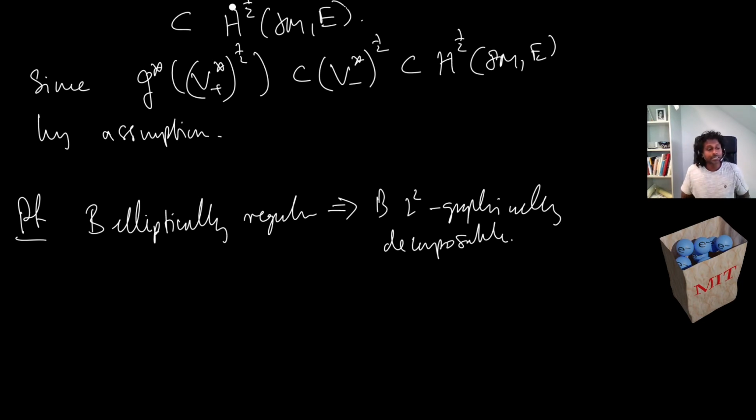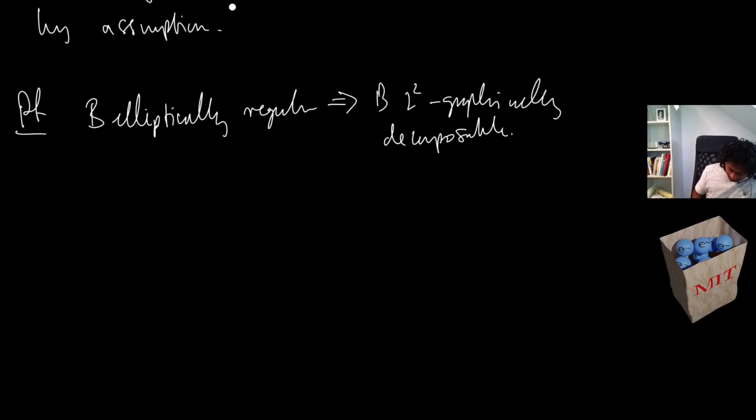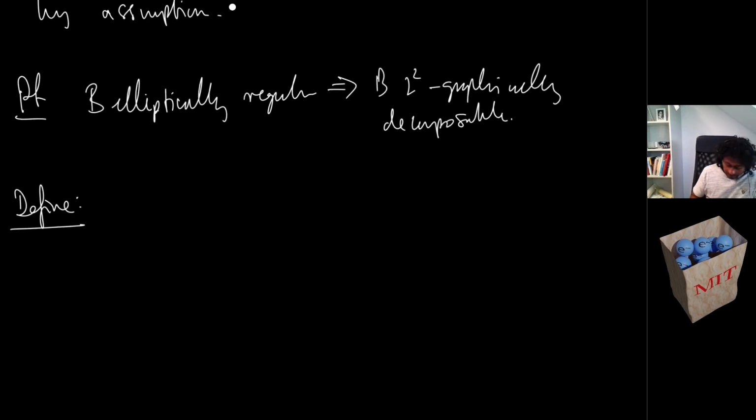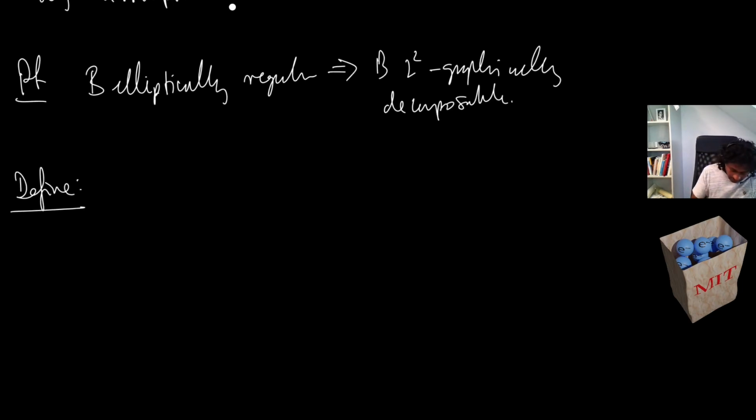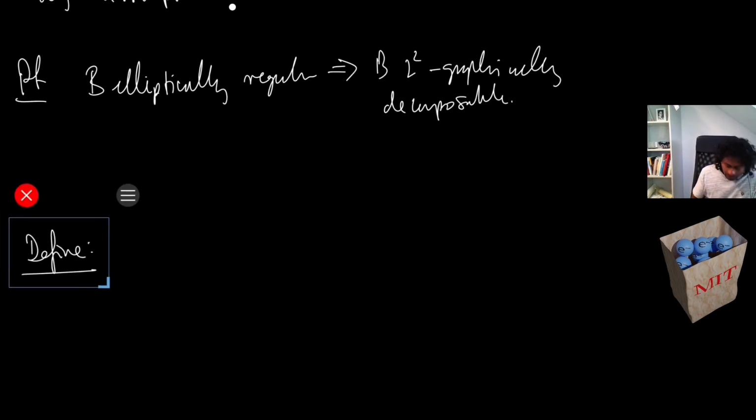The point is that we need subspaces now, right? We have to construct the subspaces, the V plus minuses, the W plus minuses, etc. So let's do that. Now we have to define the following subspaces. B elliptically regular means that we have B and the annihilator of B in the H hat space. These are both sitting in H half.